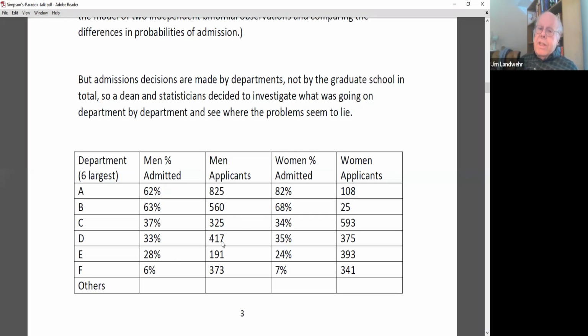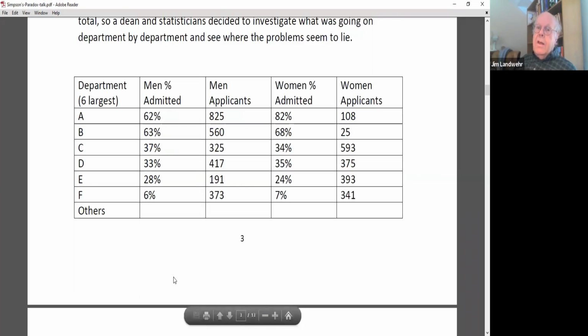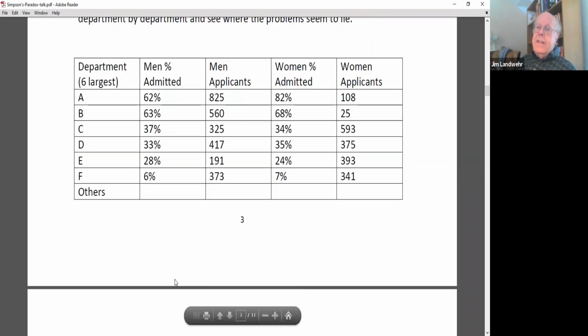D, 33% of men, 35% of women. Again, women are a little bit higher, not a big difference. E, 28 and 24. The men are a little bit higher, but not much of a difference. F, 6% and 7%. F has a very low admission percentage for both men and women. So what's going on here? What's the explanation? Anybody want to add a comment?